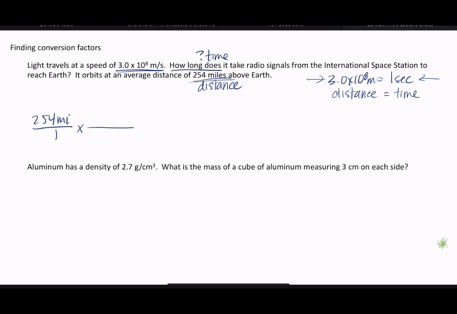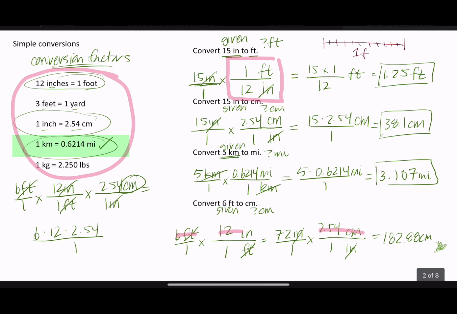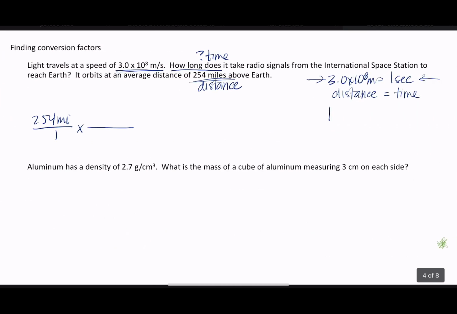Correct. The conversion factor is in meters, but my given is in miles. But can I convert miles to meters? Yes, absolutely. So we're going to go back, and we learned that 1 kilometer is equal to 0.6214 miles, right? So 1 kilometer is equal to 0.6214 miles.